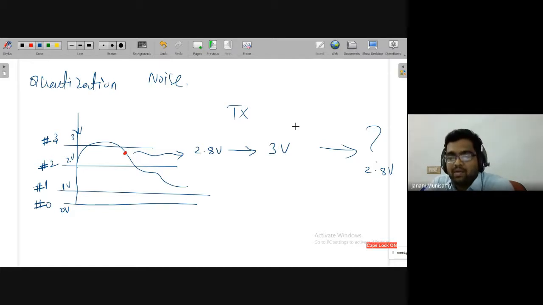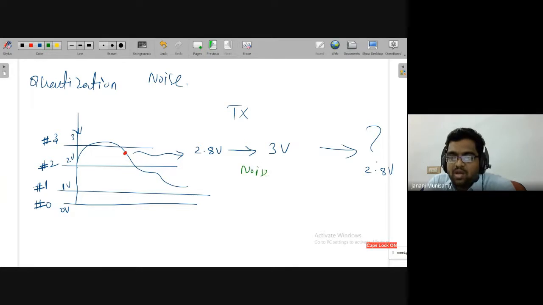So you cannot recover, because any voltage in between 2 and 3, or at least any voltage greater than 2.5, will definitely be mapped to 3. At the receiver side, we cannot demap exactly. Exact demapping is not possible. We can only do some kind of approximation. So that means voluntarily we are introducing some noise in the process of quantization.